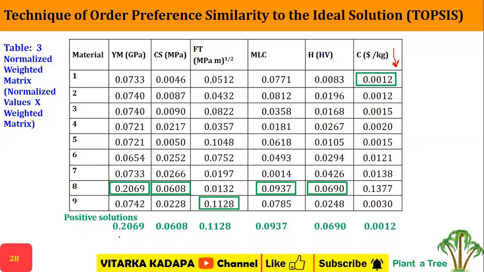So these positive values I am writing separately here like this. You can observe that all these values I have collected and written here. Next, what is the criteria I have to do? Next, identify the negative solutions. How do I identify the negative solutions? Positive means, for Young's modulus I considered higher the better. Now negative solution means consider the lower value for Young's modulus. So among this column, which is the lower value? This is the lower value. Among this column, this is the lower value. Among this column, this is the lower value. Among this column, this is the lower value.